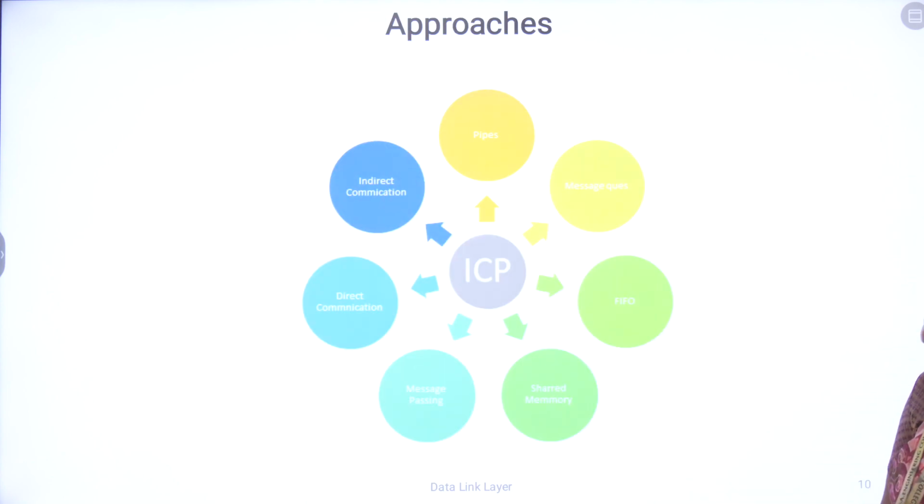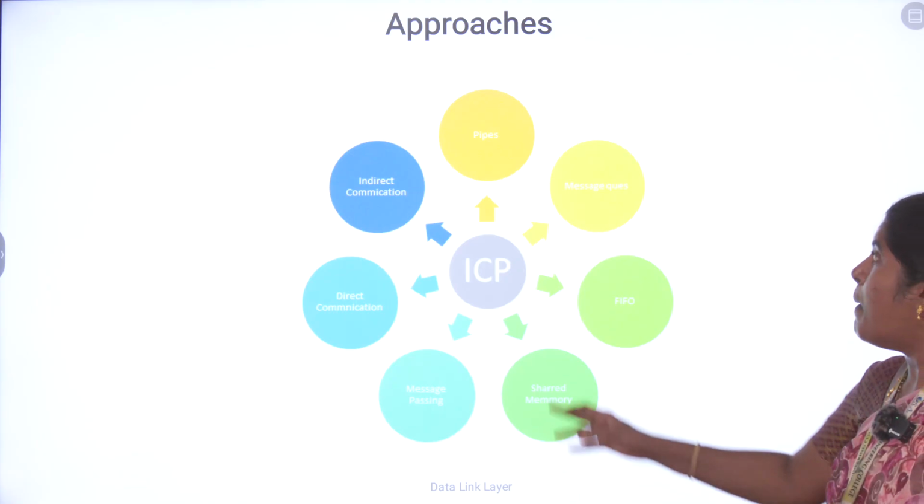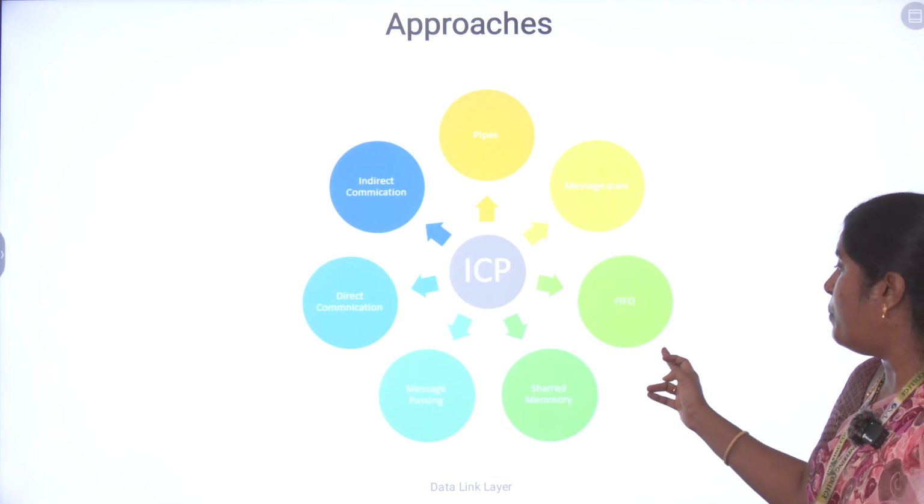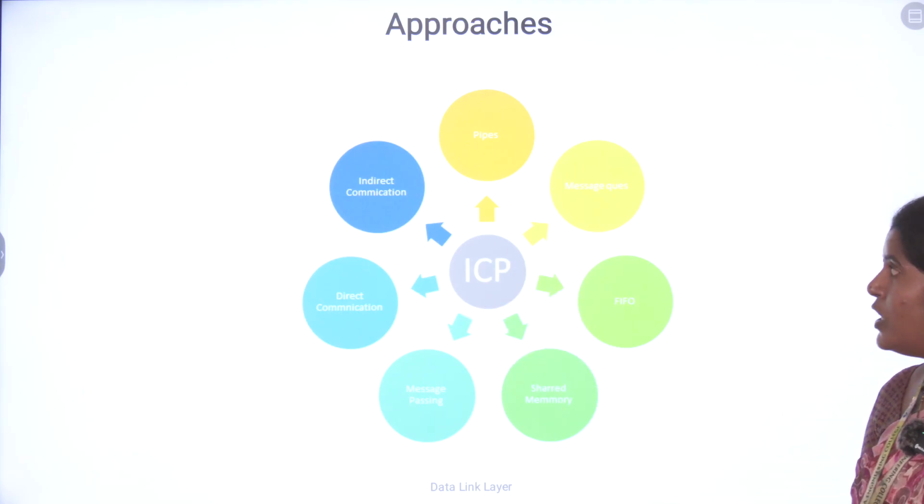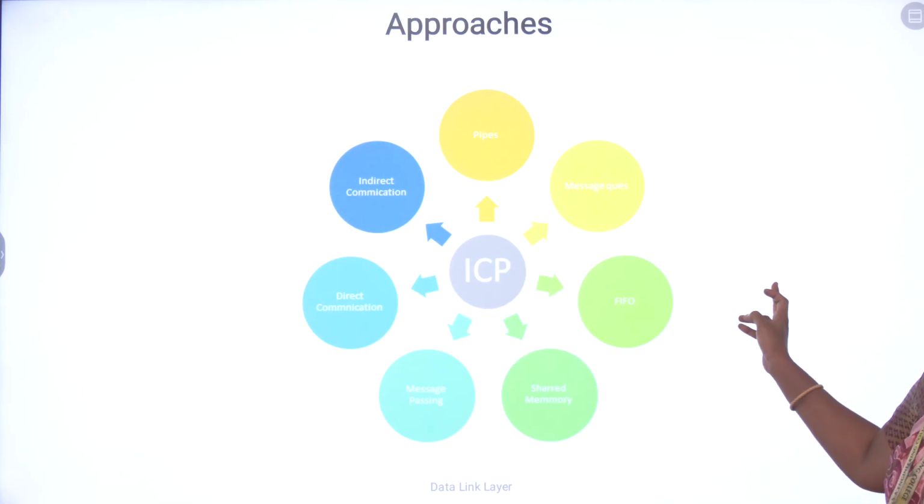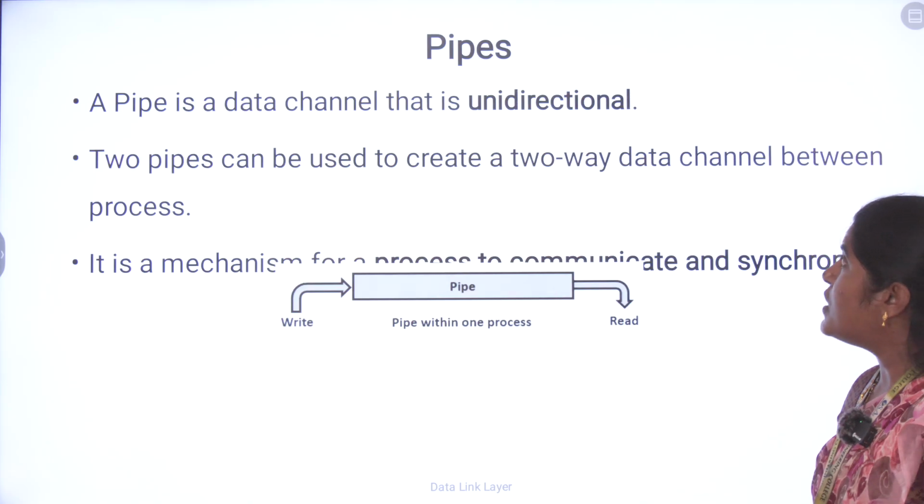Moving on to the approaches that are used in inter-process communication. There are different types of approaches used in inter-process communication. They are pipes, message queues, FIFO, shared memory, message passing, direct communication, and indirect communication. So let us discuss each and every topic one by one in detail. So first one is a pipe.